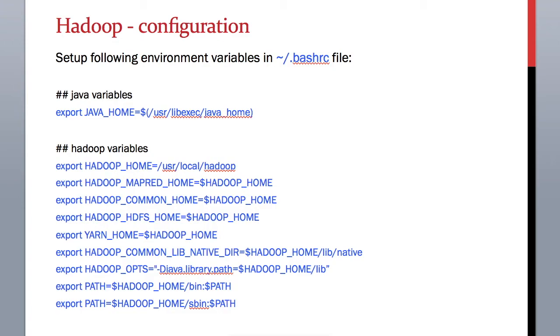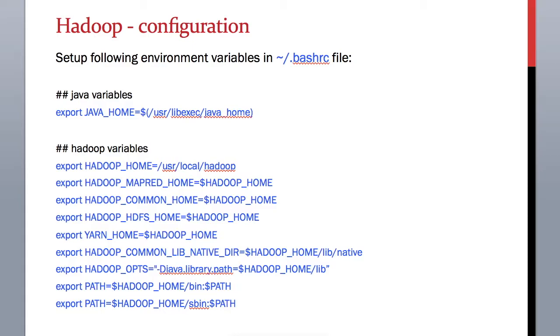Now we have Hadoop downloaded on our machine. Next step is to configure it. To configure it, we need to add some environment variables, and it is a good practice to add these variables in a file called .bashrc or .bash_profile, because these are the files which will be loaded every time you start your terminal, so you don't have to define them every time you are working on Hadoop.